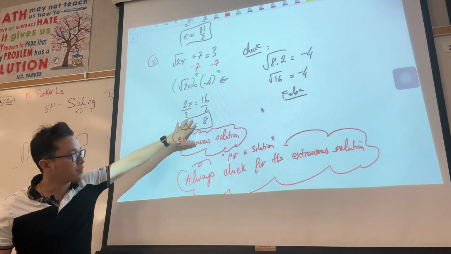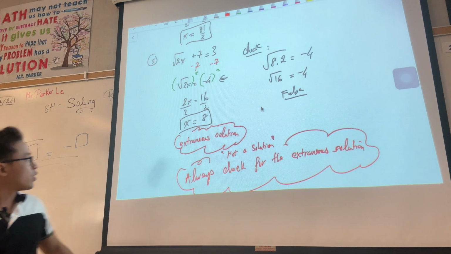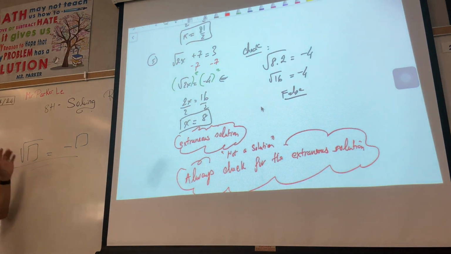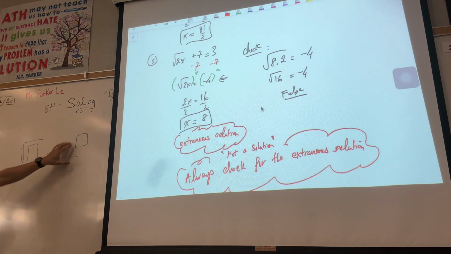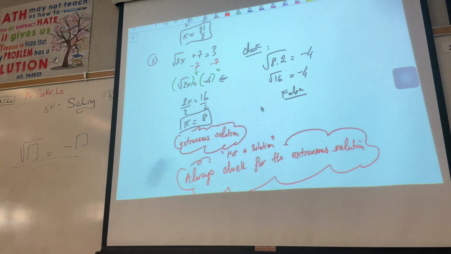Okay. So if you found this, you need to tell me, oh, it's an extraneous solution. So look for something like this. Left side is all square root. Right side, if it's negative, then it's an extraneous solution. If positive, then it's fine. Okay, that's the tip. So I can write right here.